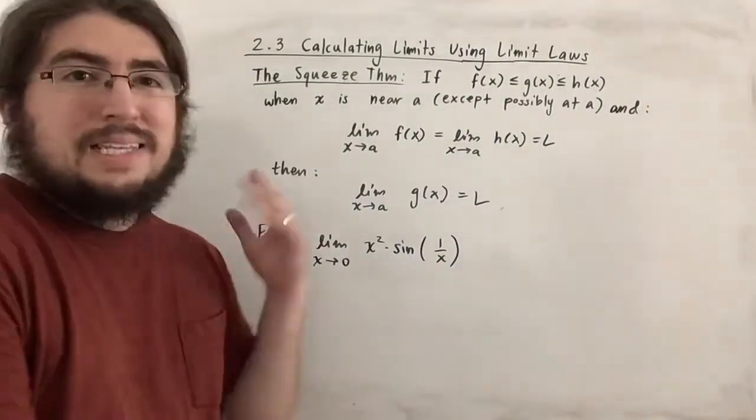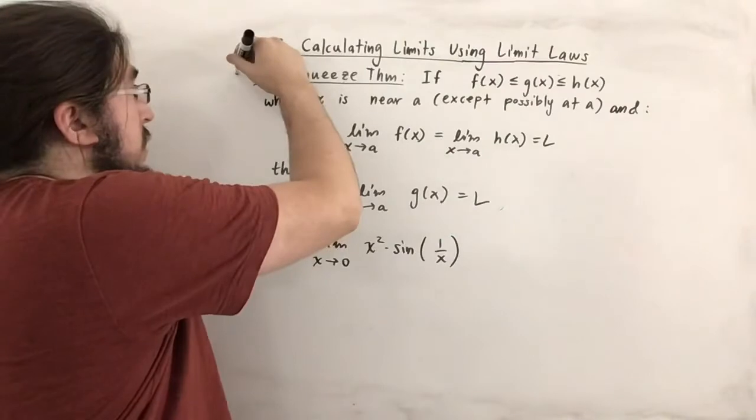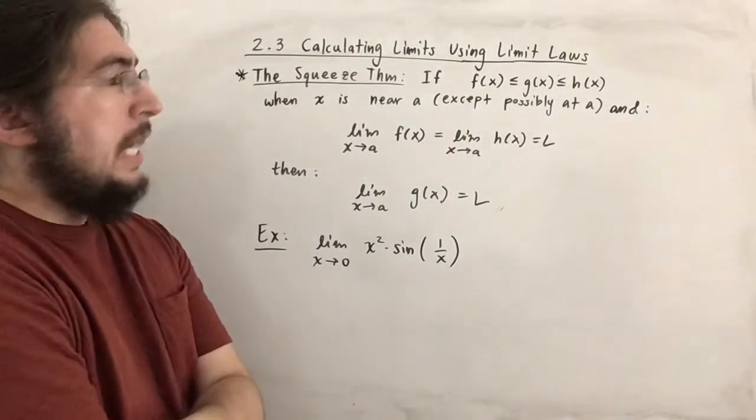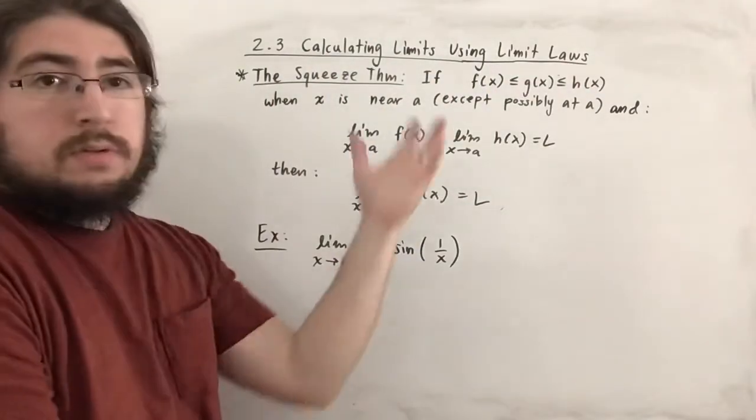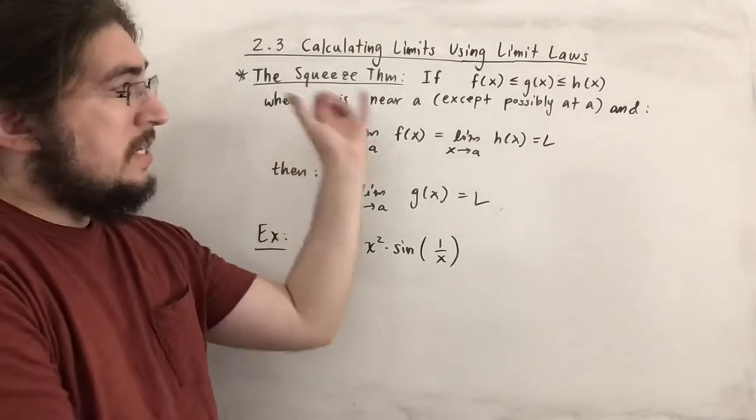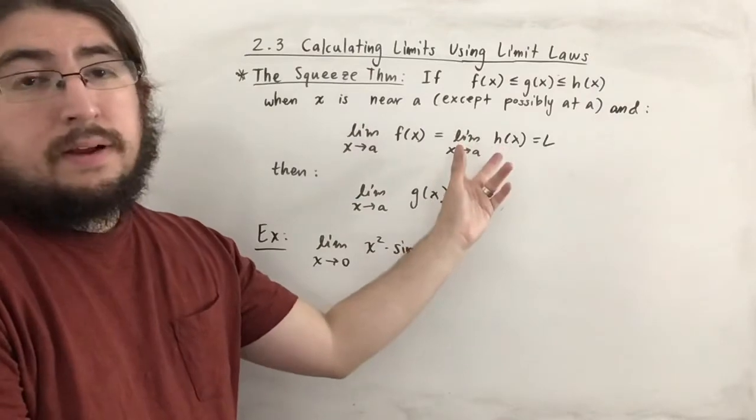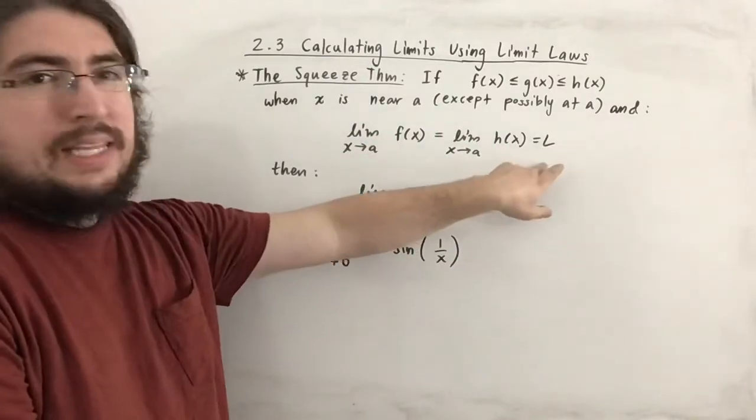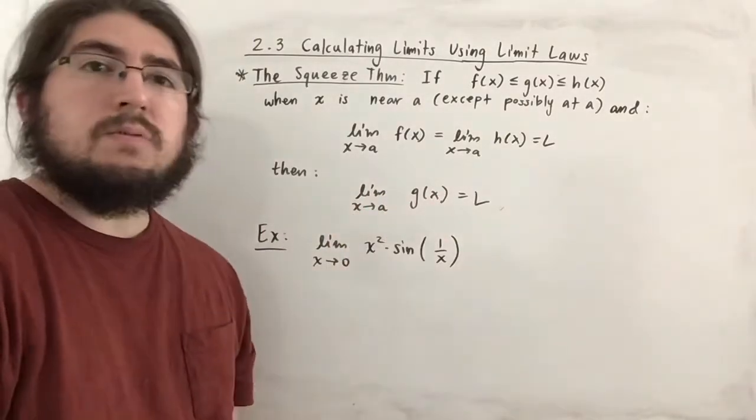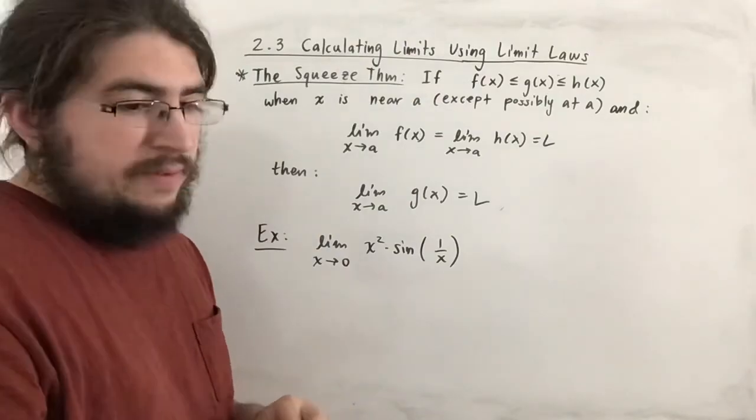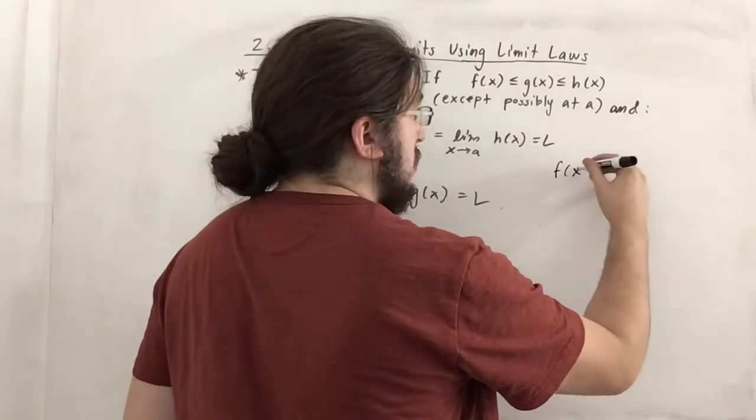Right, so this is the last thing finally to discuss in 2.3, and it actually has a name now. This is called the Squeeze Theorem. It's a pretty important theorem in limits. And it basically says that if you have this three-part inequality, f of x less than or equal to g of x less than or equal to h of x, when x is near a except possibly at a, and the limit of f is equal to the limit of h as x approaches a, and let's say that's equal to L, then the limit as x approaches a of g of x must also be equal to L. So really what this says is that if you have this three-part inequality, I'm going to rewrite it over here just to show some visualization.